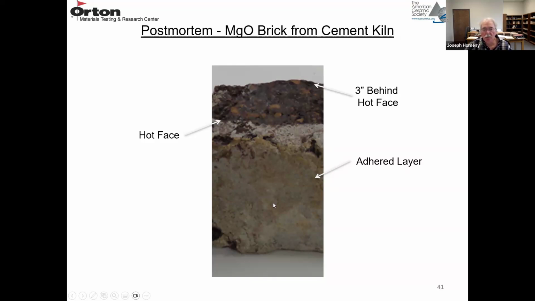And I mentioned they like to build up a clinker layer, which is this sintered cement material, to build that up on the hot face. And then this is the new hot face. So they're working off of this region. So this is about a 6 or 7 inch thick clinker layer adhered to the MgO refractory. So that's kind of the ideal way to run a cement kiln.